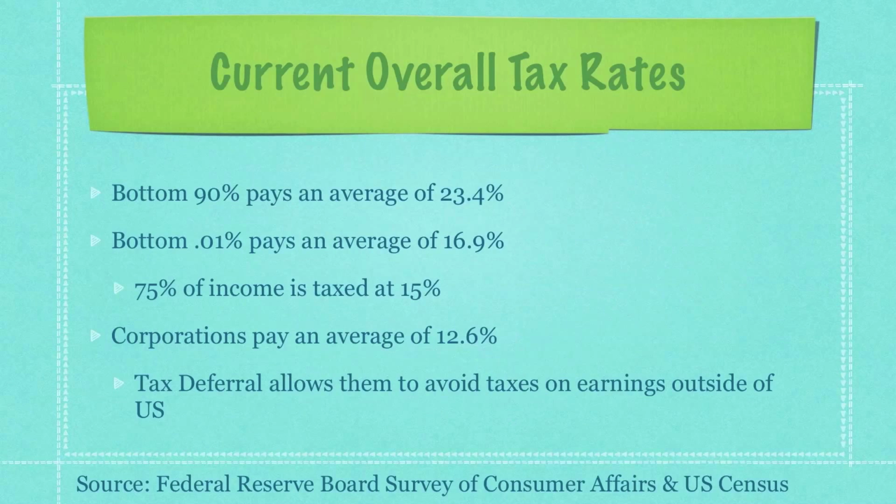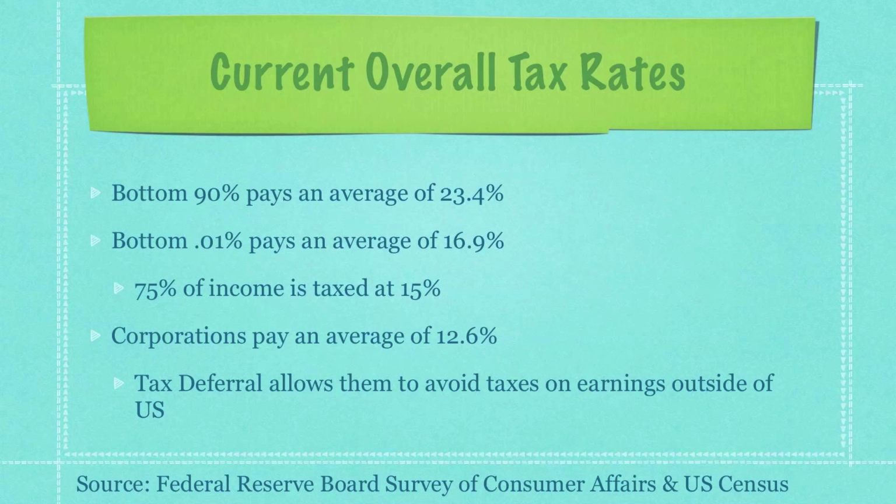business owners. And then we had two George Bushes, a Bill Clinton, and a Barack Obama, and this is where we are right now. The bottom 90% pays, on average, 23.4% in taxes. That includes federal, state, local, sales tax, and capital gains, and all taxes inclusive. On the other hand, the bottom 0.01% pays an average of 16.9%.